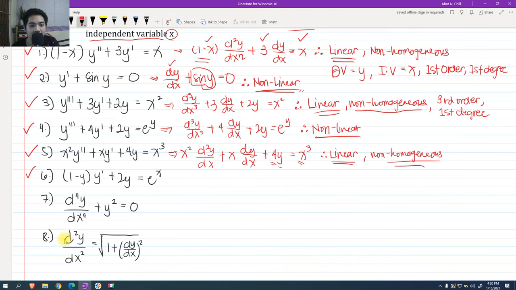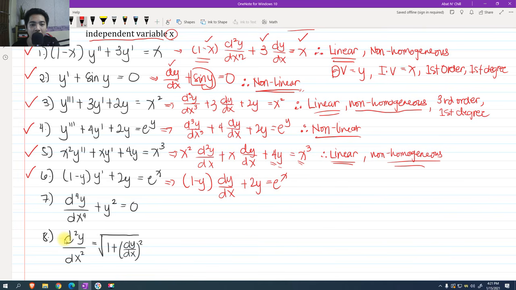Number 6. So we have 1 minus y, times dy over dx, plus 2y equals e raised to x. As you can see here, we don't have any problems with the f of x since this is purely in terms of the independent variable x. We don't have any problem with this one. This one also, because this is linear or has a first degree y. And then we have an a sub x, in terms of x, constant 2.